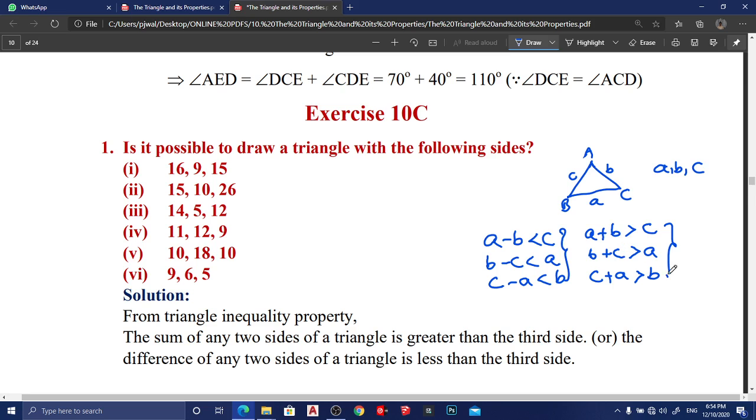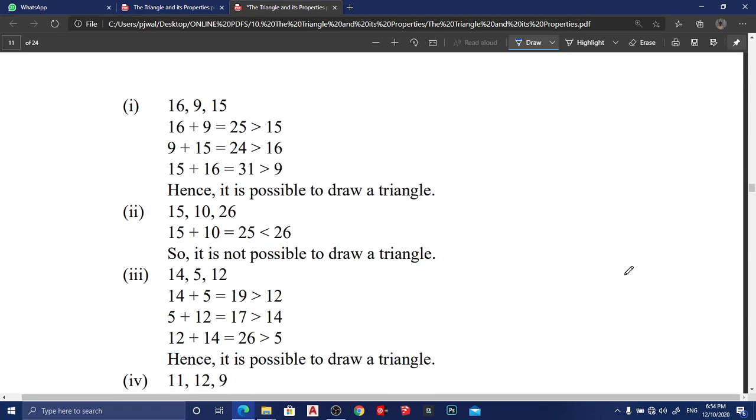See the first one here: 16, 9, 15. Take this as a, this as b, and this number as c. So a plus b, which is 25, is greater than the third side c, so it is satisfying. Next, b plus c, which is 9 plus 15, is 24. This is greater than the third side, which is a, 16. So the first one, a plus b greater than c, is satisfying, and the second, b plus c, is 24, greater than the third side a.